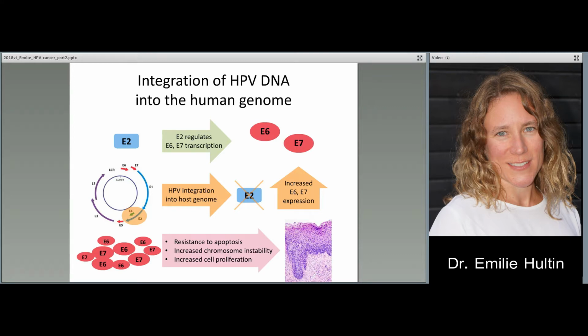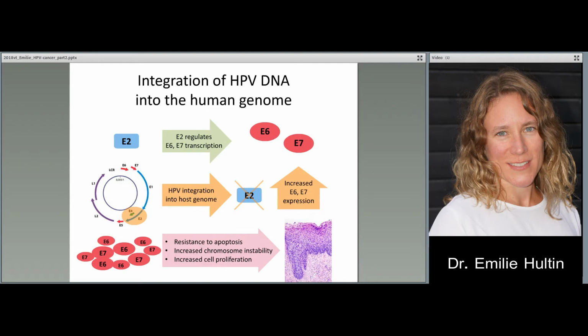When this integration occurs, the circular HPV genome of 8,000 base pairs becomes linear and is integrated into the human DNA. However, when this occurs, usually parts of the HPV genome are lost. Quite often, the part that is lost is the gene E2, which regulates the E6 and E7 transcription. So the result will be increased E6 and E7 expression when the HPV genome becomes integrated.